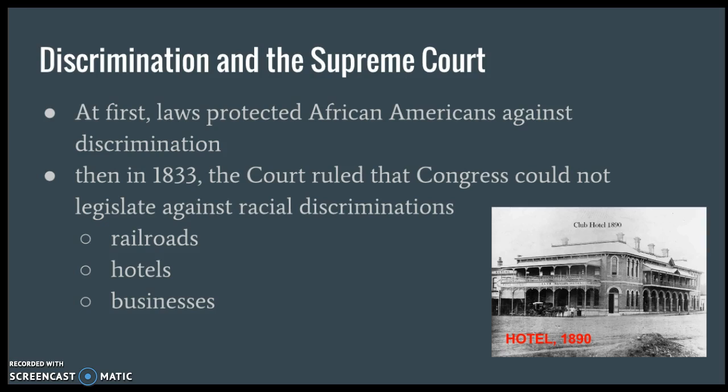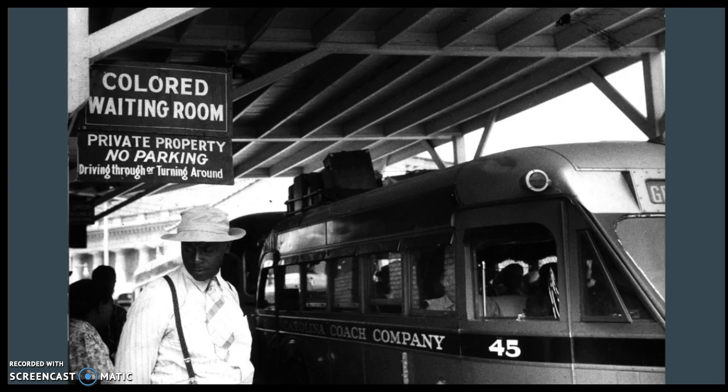In the beginning, there were laws passed which granted African Americans general rights. But unfortunately, in 1833, laws were passed which stated that the courts could not legislate against racial discrimination, for example, in railroads, hotels, and businesses. This image illustrates the discrimination through the railroads in the United States. The sign which the man is standing under designated a waiting area for colored people.